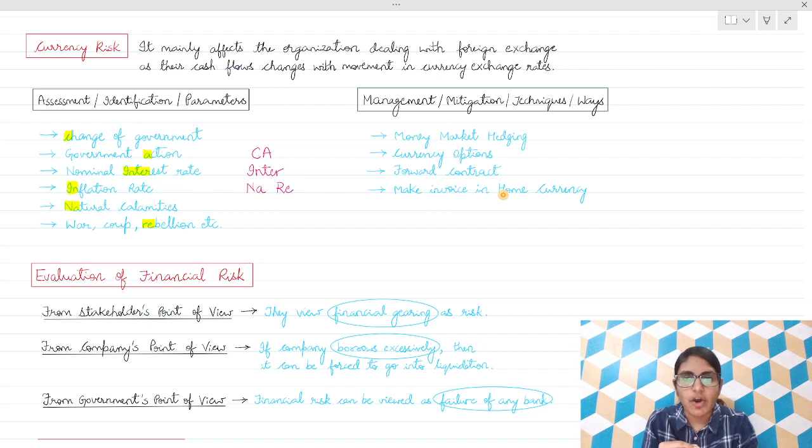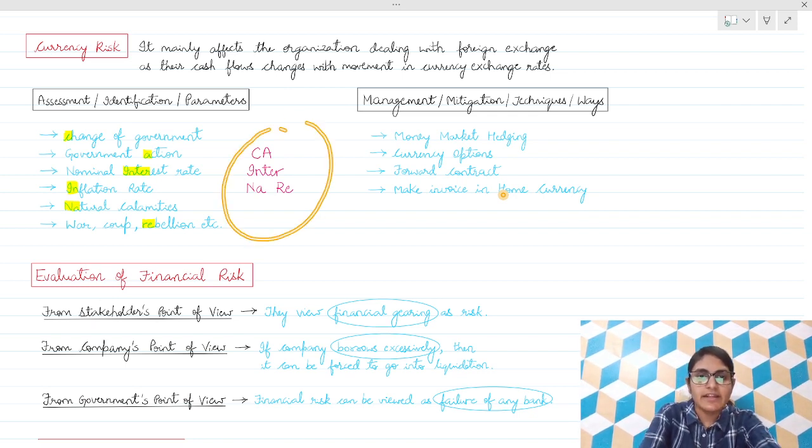C is change of government. A is government action. Inter is nominal interest rate, inflation rate. Na is natural calamities. Re is rebellion. So CA Inter Na Re.